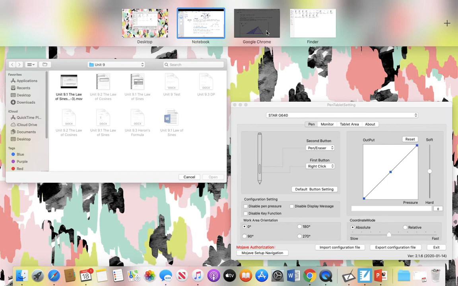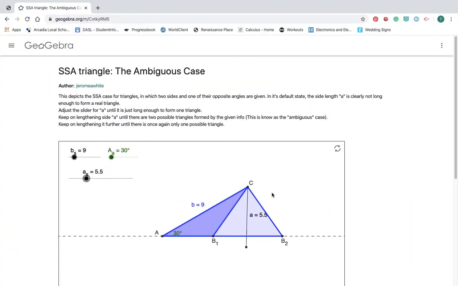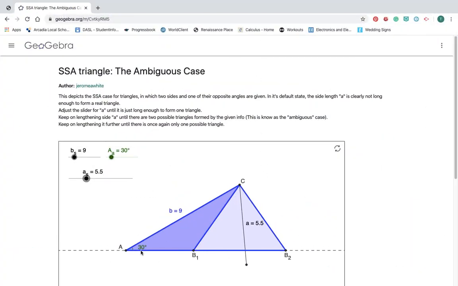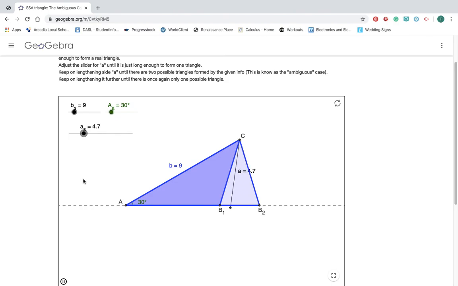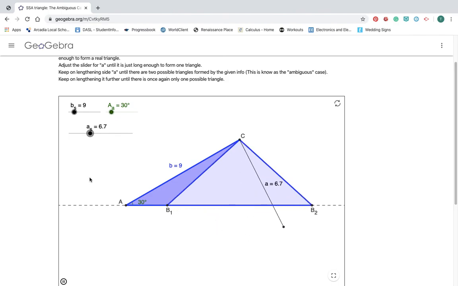So I actually have a visual of it. Let's say I have a 30-degree angle, the side's 9, and A is 5.5. If you notice, however I slide it, depending on the length of the side, I could have a different triangle. So that length makes this the ambiguous case, and the ambiguous case is basically saying you have two potential triangles based on the information given to you. So you either have an obtuse or an acute triangle.